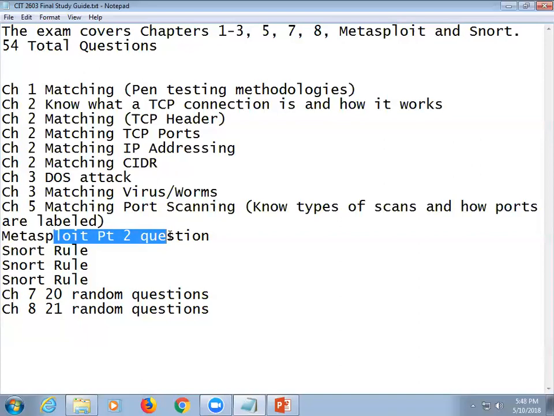Then 3 snort rules. They're not difficult. Okay, but they're probably not difficult. Maybe. That may not be difficult.